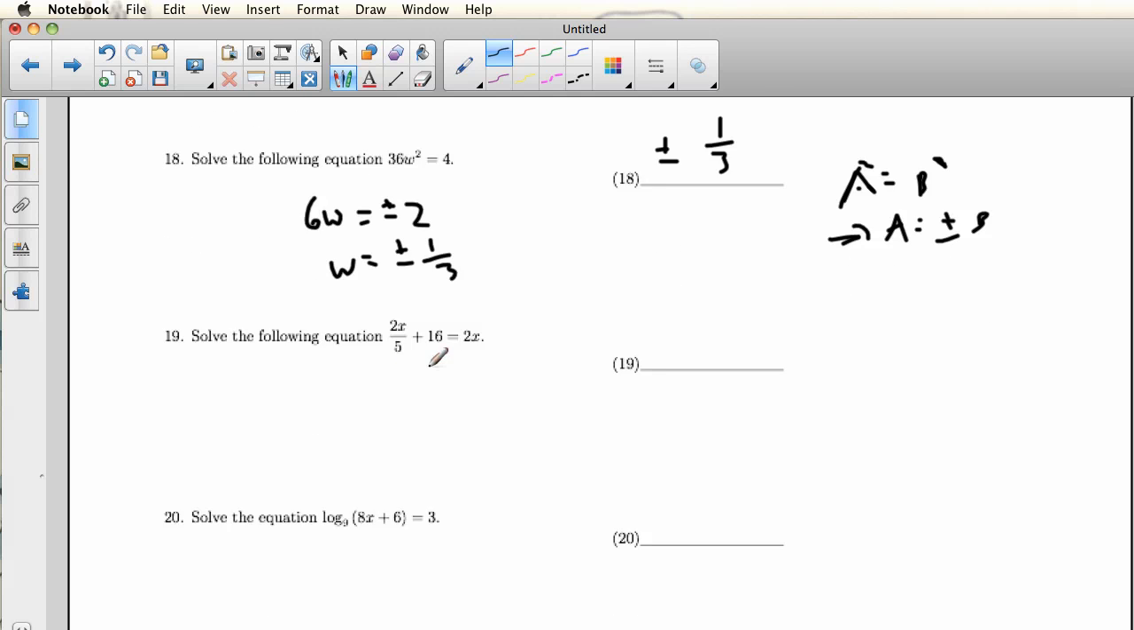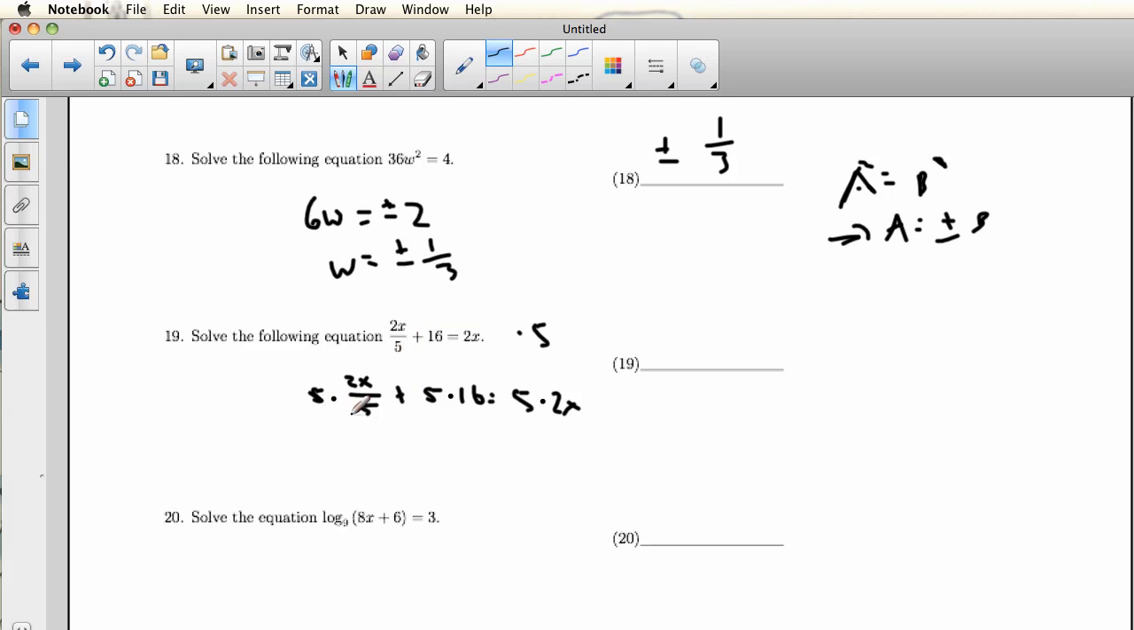Number 19 is just a linear equation. It's got a fraction in it, so if we don't want the fraction, multiply by 5 right away. But remember to multiply the whole thing by 5. So if you multiply the left side by 5, you're going to get 5 times 2x over 5 plus 5 times 16 is equal to 5 times 2x. So the 5 is multiplied by everything. Essentially, you're distributing that multiplication by 5 through the addition on this side.